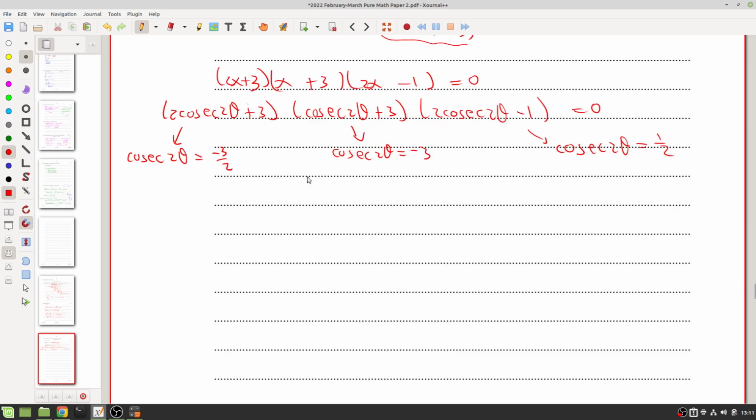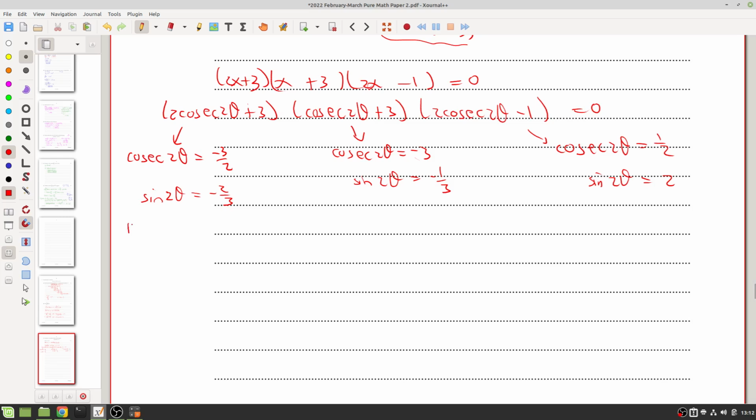Okay, but since we don't have arc cosec on our calculators, we'll have to convert this into sine, tan, or cosine. So cosec is the same as 1 over sine. So basically, if you just flip this around, we'll get sine 2 theta equals, and then we flip this one around as well, -2 over 3. Here, we'll flip this one around to get sine 2 theta equals -1 over 3, and again this one, flip it around to get sine 2 theta equals, and then flip this one around too. Okay, so let's solve each of these.